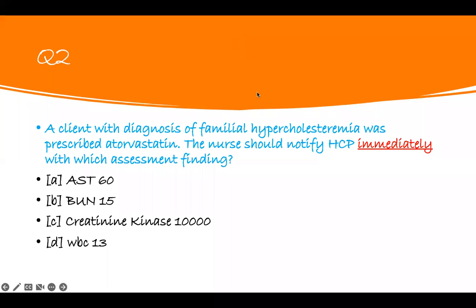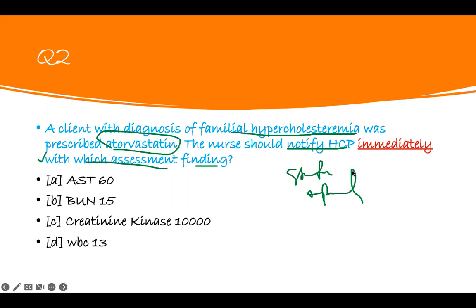Same thing. The nurse should notify the HCP immediately with which assessment finding. A client with the diagnosis, the same question, but I changed some of the things. Familial hypercholesterolemia was prescribed the same medication, atorvastatin. The nurse should notify the healthcare provider. These are several ways for them to trick you. The same thing, you're on a statin, which is a priority finding. Once again, 2 priorities are myopathy and rhabdo. And you're looking for CK that is high, that's all, or peeing dark urine.